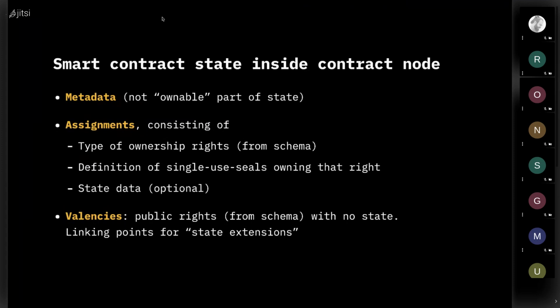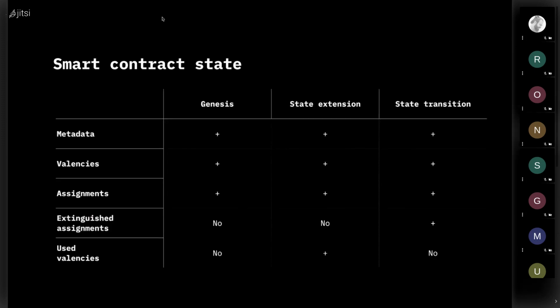And of course, it's the kind of thing that most RGB smart contracts will be missing. For instance, the RGB20 schema doesn't have valencies. There's no use of them there. And the RGB21 NFT schema doesn't have valencies. The valencies will be used only in the schema for Bitcoin-backed asset issuance, for instance, which will not be an RGB20 schema, but a specific dedicated schema type.